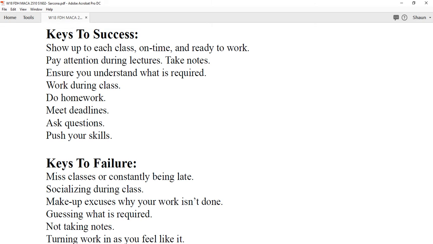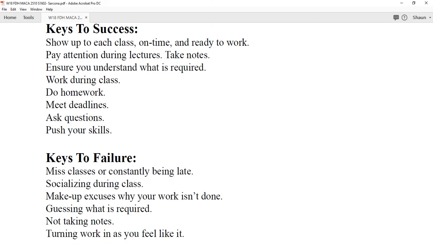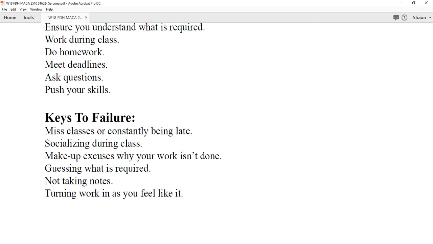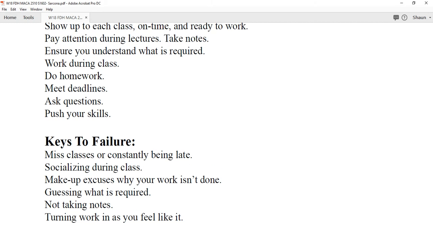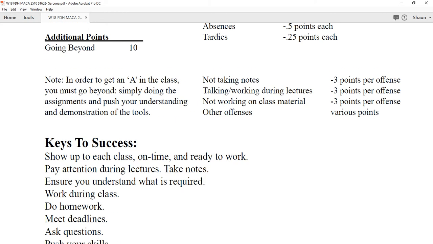Keys to success. Show up to each class on time and ready to work. Pay attention, take notes, ensure you understand what's required, work during class, do homework, meet deadlines, ask questions, and push your skills. Keys to failure. Pretty much the opposite. Miss classes or constantly being late. Socializing during class, making up excuses why your work isn't done, guessing what's required, not taking notes, turning your work in as you feel like it. Questions on that? Perfect. All right.